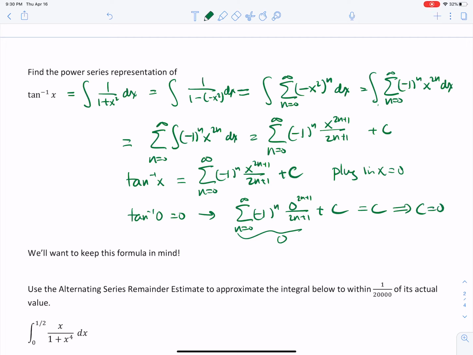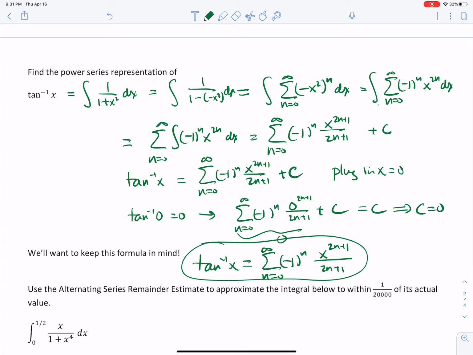And so therefore, tan inverse of x is simply summation n equals 0 to infinity of (-1)^n x^(2n+1) over 2n+1. And we will come back and use this in probably another example or two later on. And I do have something I want to say about this later, that we can actually use this power series to approximate pi. And so maybe I'll talk about that in class one day.